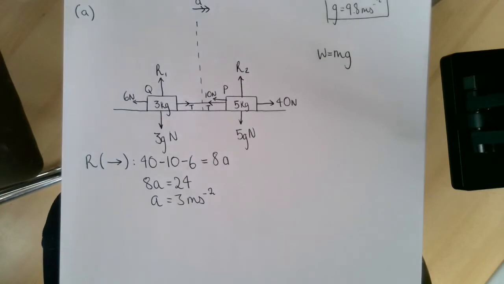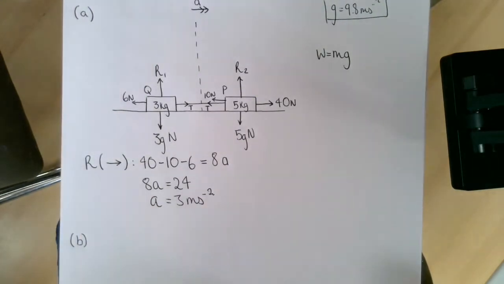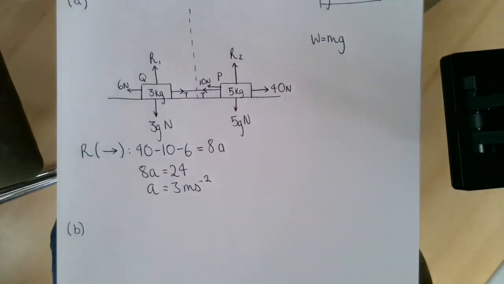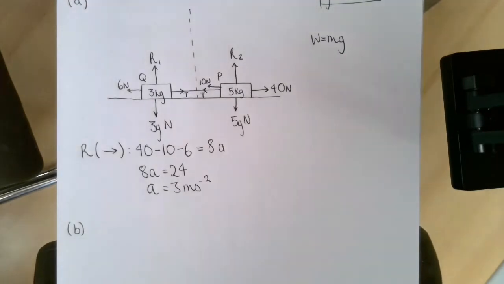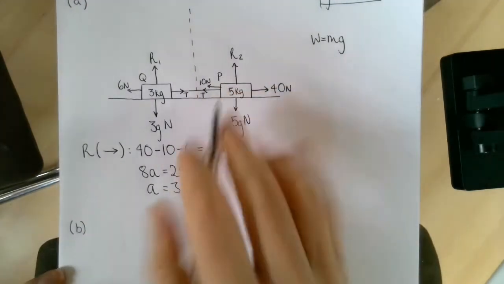Now for part B, we're asked to find the tension in the string. So for part B, if we resolve horizontally just for one of the particles using F equals ma, we will be including that tension and therefore can calculate the value of the tension of the string. So let's do it for particle P.